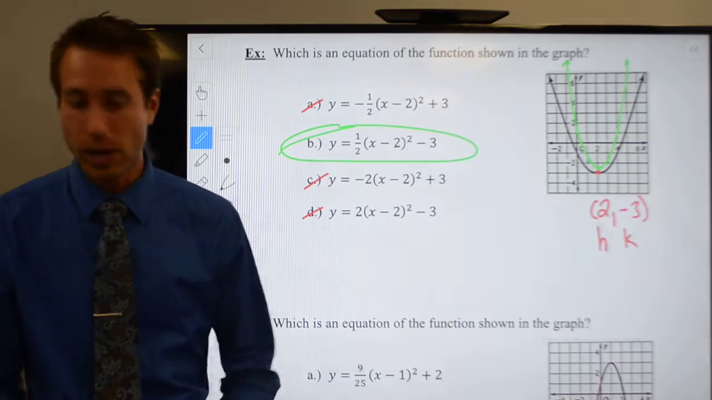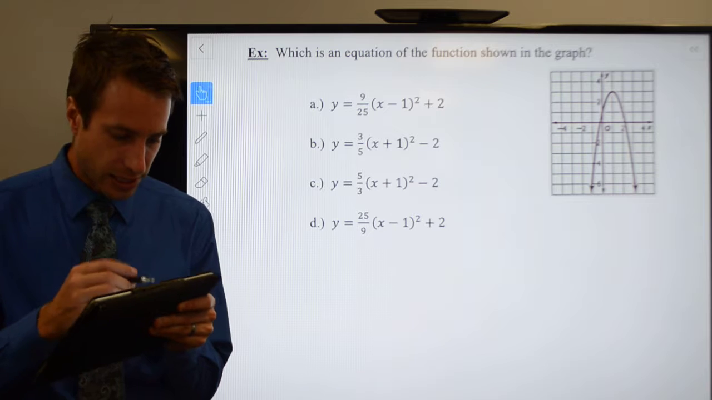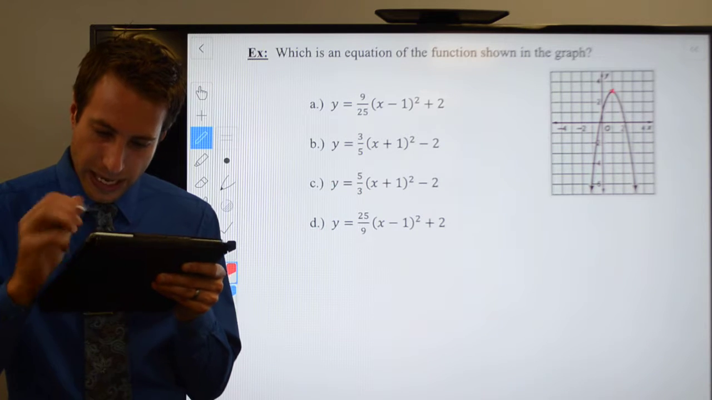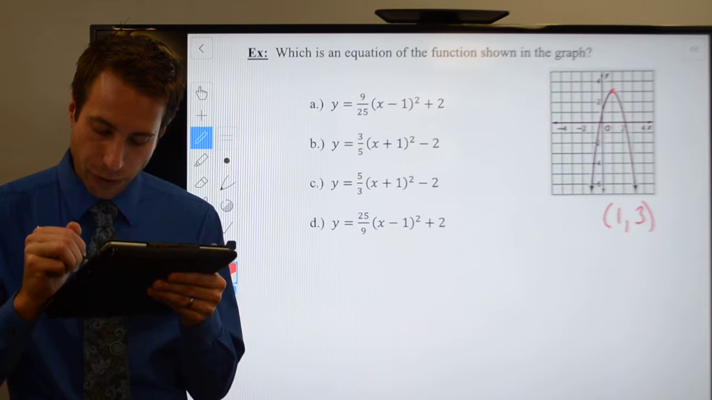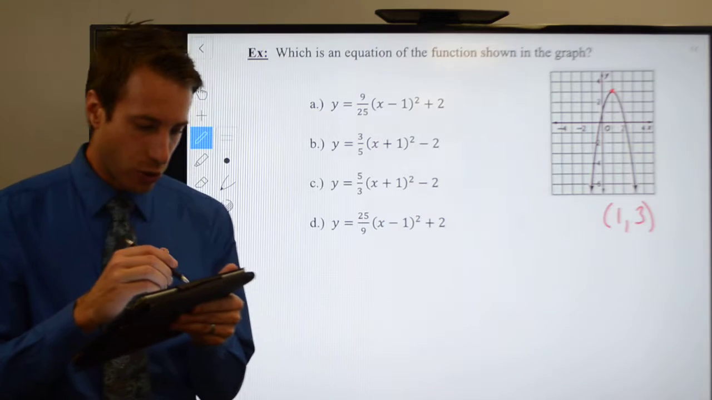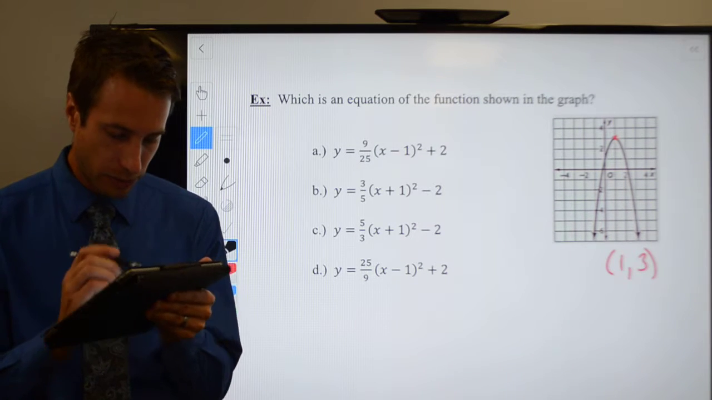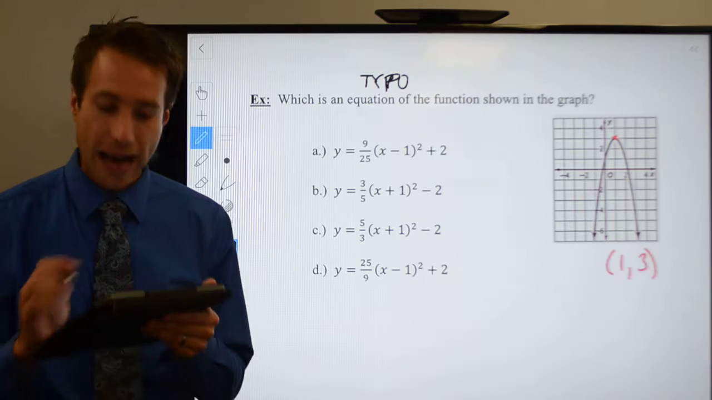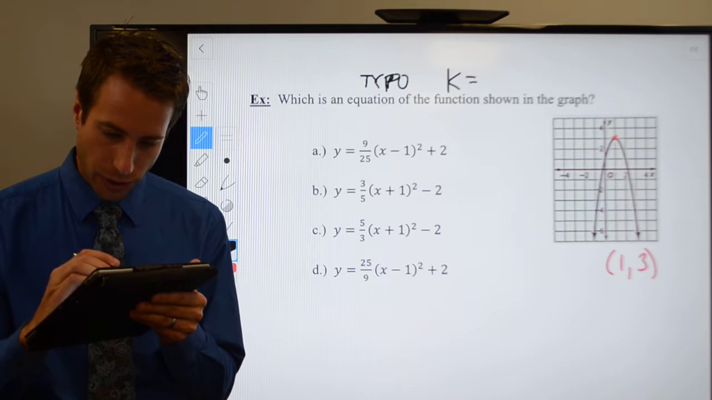All right, let's try another one. Once again, my vertex appears to be at the point (1, 3). Oh, actually, here real quick on this one, I can tell already I made a typo. I have the wrong value of k. K is equal to 3.